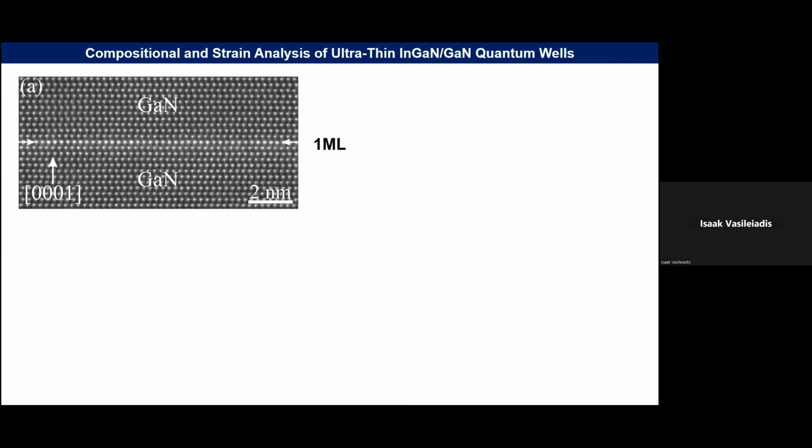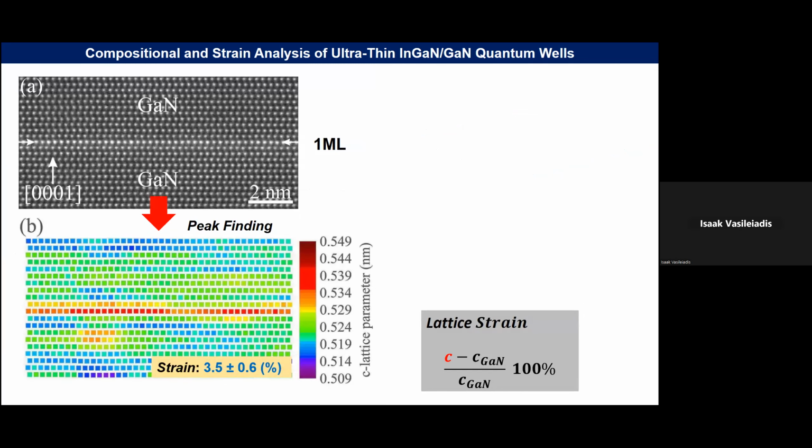First of all, we have to mention here that peak finding is performed and the peak positions are determined, and then we calculate the lattice strain by the former math type I showed you in the previous slide. Then, in each peak position, we assign the distance from the previous one, and following this procedure, we can find how the cell lattice parameter is changing in this image.